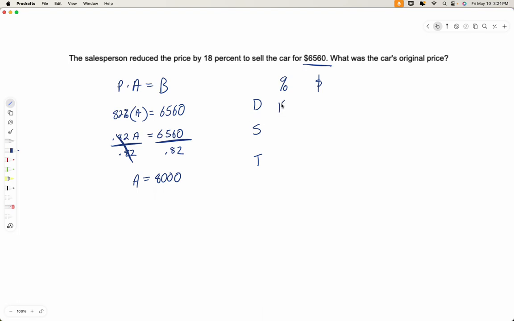We know the discount percent is 18, and the total price, or the total percent, would be 100. So the sale price has to be 82, because 100 minus 18 is 82. That kind of helps you see what's going on, right? This is the total. The sale price is $6,560. This is what we don't know. This is our proportion. 82 over 100 is equal to 6560 over x.